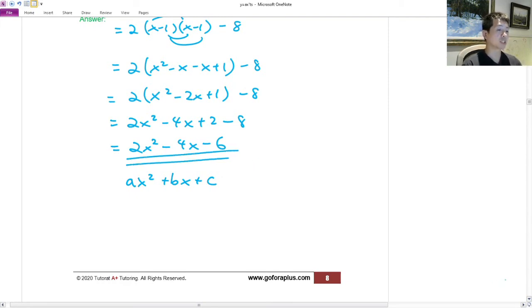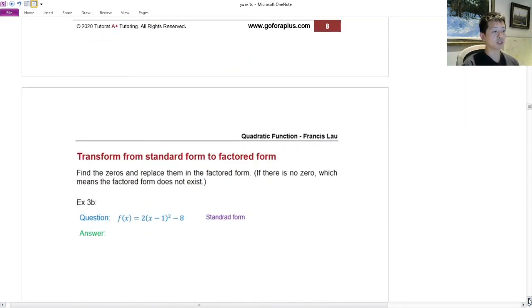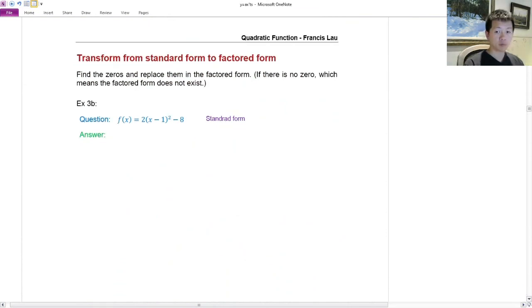I'm going to use the same example all over to transform one form to the other. That way you will understand much better. Now, transform from standard form to factor form. In this case, I'm going to look at the same example to see how I can do this, because to factor form is basically to find the zeros and replace them in the factor form. If there's actually no zero, it means the factor form does not exist, so it's very important to notice that. So how do we find the zero?